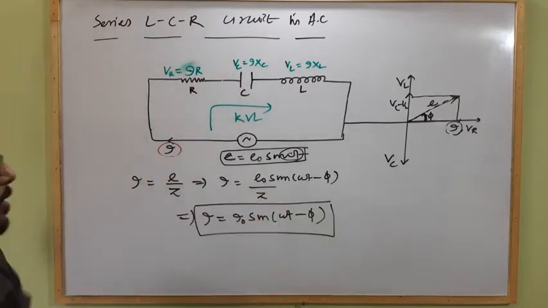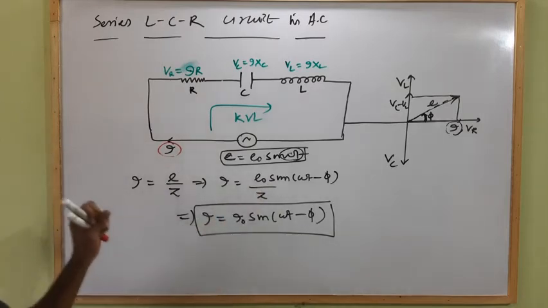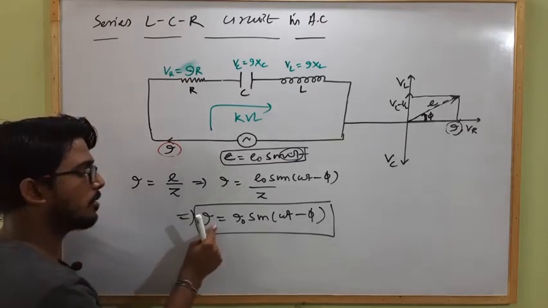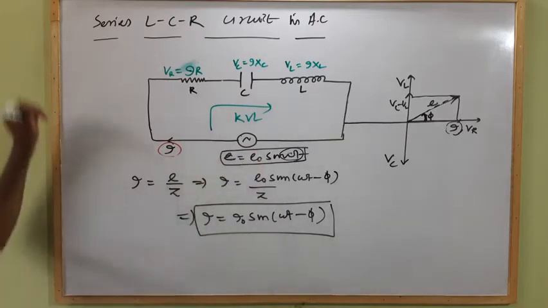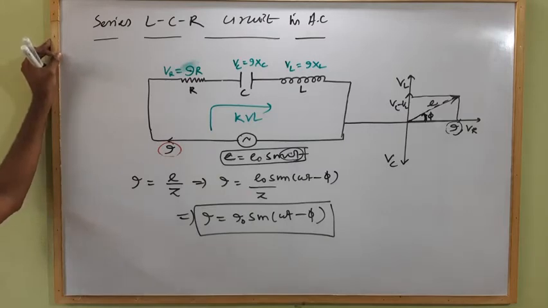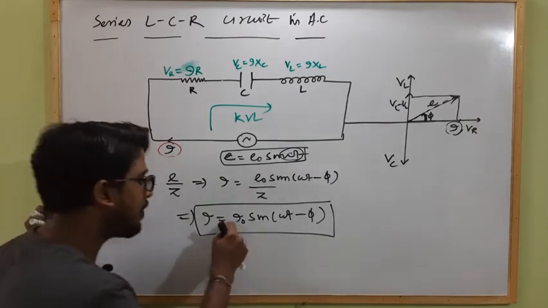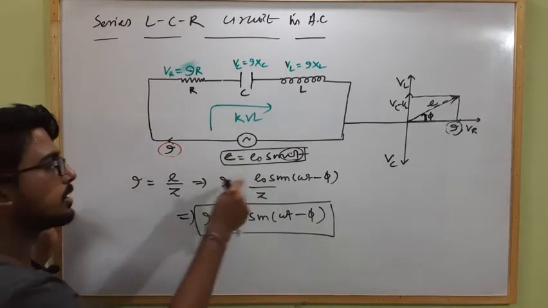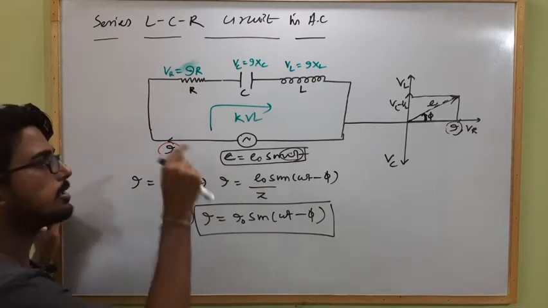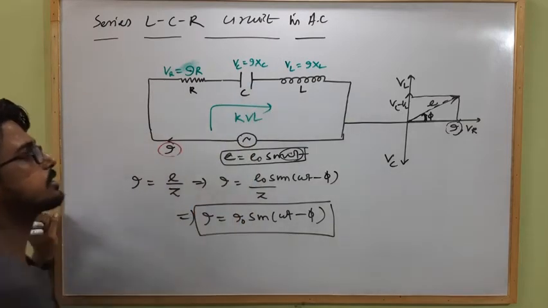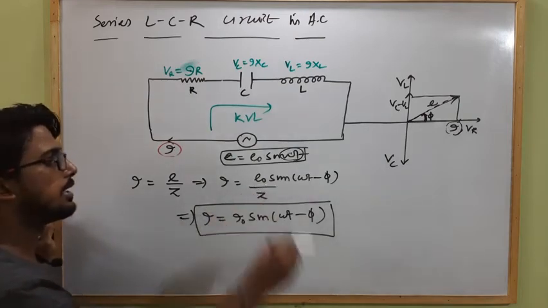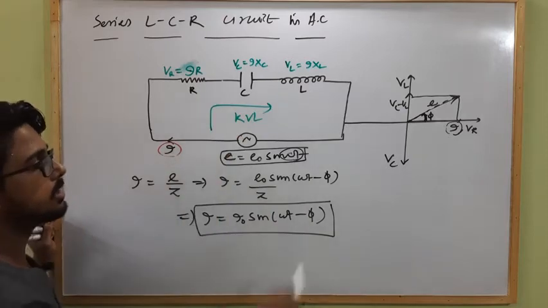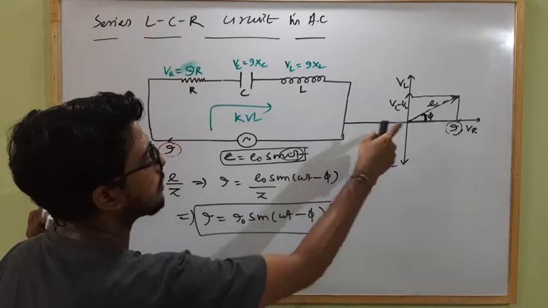And this is the EMF. What is Z? We already know Z equals the root of R square plus XL minus XC whole square. And this value will be minimum when XL equals XC. Clear? Okay. Or the peak value I naught will be maximum when Z will be minimum, because E naught by Z equals I naught, the peak value, and the peak value flowing through this LCR circuit will be maximum only when Z is minimum. So this is the expression for current at any instant in a series LCR circuit, which lags behind the EMF by phi.